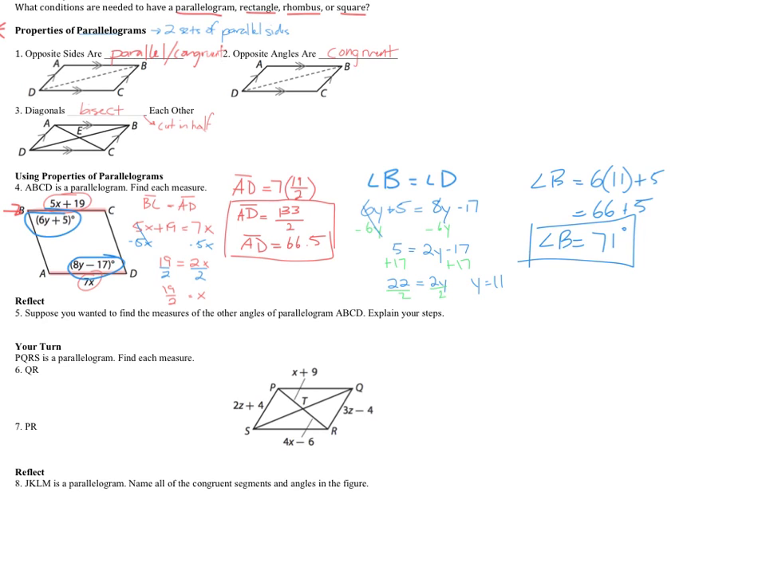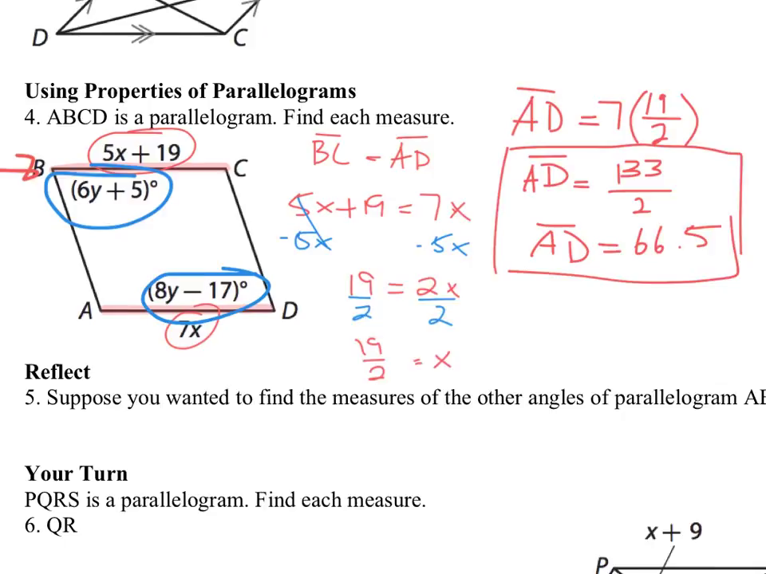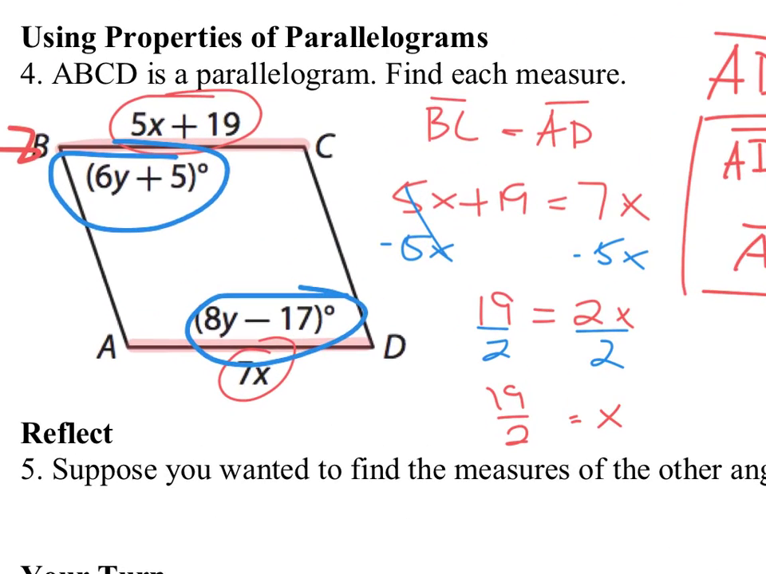Now the reflection question, question 5, says suppose you wanted to find the measures of the other angles of that parallelogram. So explain your steps. So we know that B and D are both 71 degrees. 71 degrees there, 71 degrees there. And we know that the outsides are 66.5.